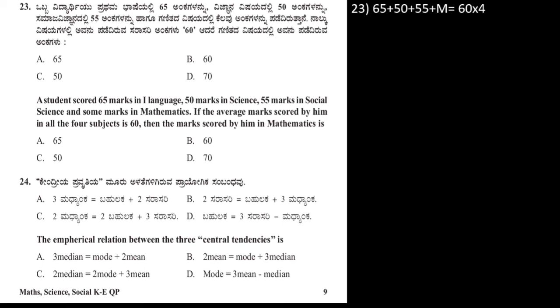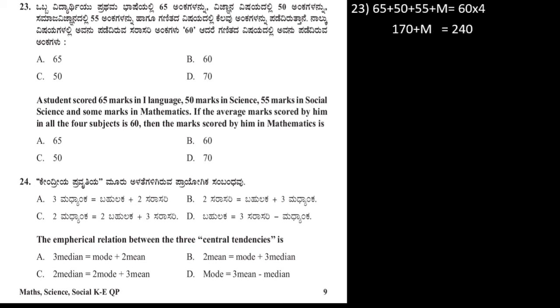So first language how much we have? 65 plus second science 50 plus social 55 and maths we don't have, so therefore I'll keep it like that only, m. That is equal to how much marks we got? 60 into how many subjects? 4 subjects. Instead of 4 you can take it down also because totally 4 subjects addition, so you can take that as a ratio also. Instead of that I am taking it as a multiplication because afterwards also we will do cross multiplication. Now after adding and multiplying I'll get 170 plus m is equal to 240.